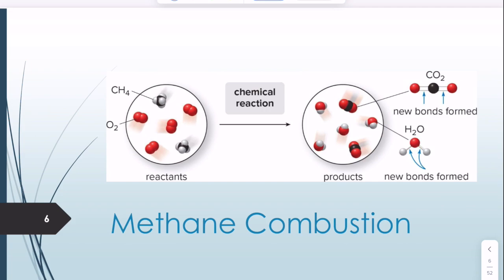So methane combustion. The combustion reaction is one which involves a reaction with O2, which is oxygen that's in the atmosphere. So this little illustration shows the methane molecules mixing with O2 molecules, represented like that. And it's generating carbon dioxide and H2O. So we can write this out.